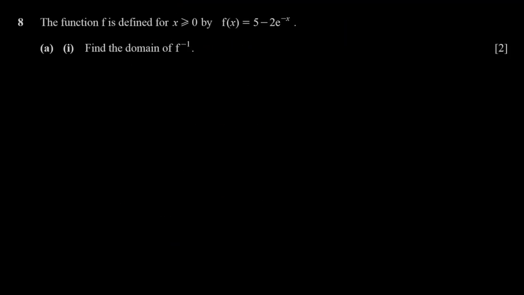Okay, question 8, which is a functions question. We're told here that we've got a function, f(x) equals 5 minus 2e to the negative x, which is defined for a domain of x greater than or equal to 0. And first we'll have to find the domain of f inverse.